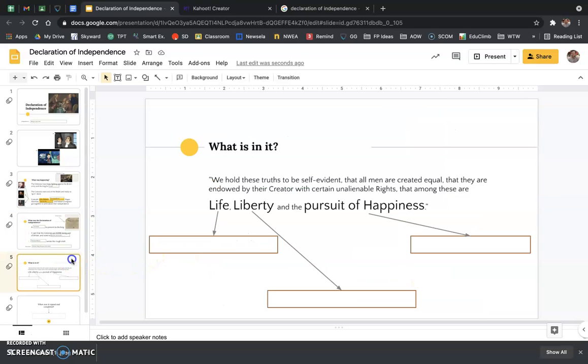And if I'm going too fast today, just pause and you can catch up. Okay. So what is in it? Now there's a lot of things in it. It's a very flowery language, kind of fancy language. But I want to look at one thing here because this is really the first time that we got a document for the United States of America.